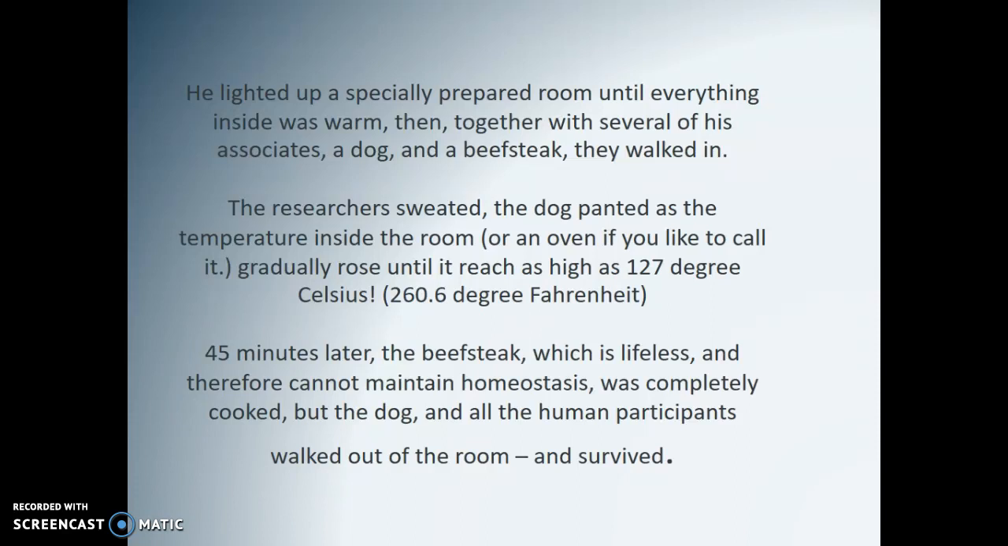The researchers sweated, the dog panted as the temperature inside the room, or oven if you like to call it, gradually rose until it reached as high as 127 degrees Celsius, which is almost 261 degrees Fahrenheit. 45 minutes later, the beefsteak, which is lifeless and therefore cannot maintain homeostasis, was completely cooked, but the dog and all the human participants walked out of the room and survived.